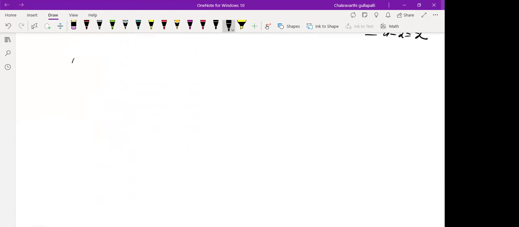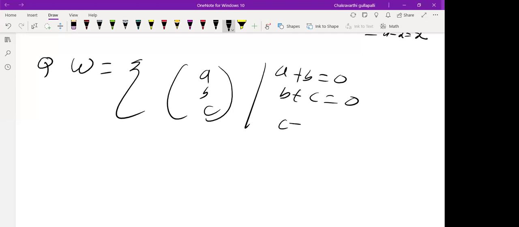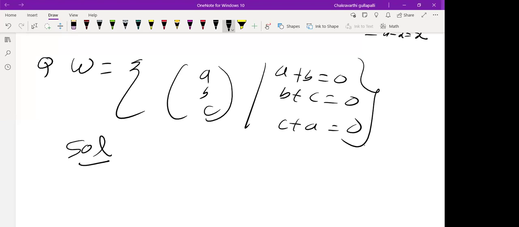Okay? So, for example, W is equal to the set of all (A, B, C) such that A plus B is 0, B plus C is 0, C plus A is 0. What is the dimension you are expecting? If you apply that condition, what is the dimension? What dimension will you expect then? Here there are 3 restrictions; if you take these 3 and apply the n minus k formula, 3 minus 3 gives 0. The answer should be 0 by n minus k.